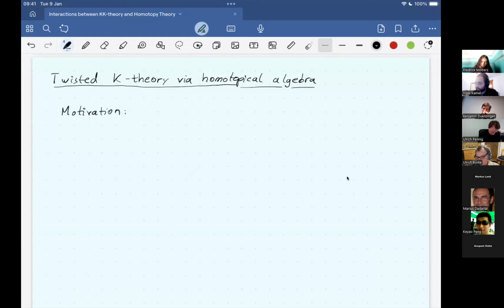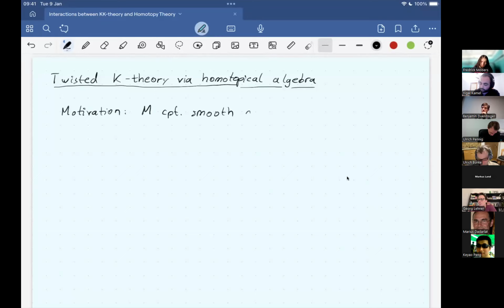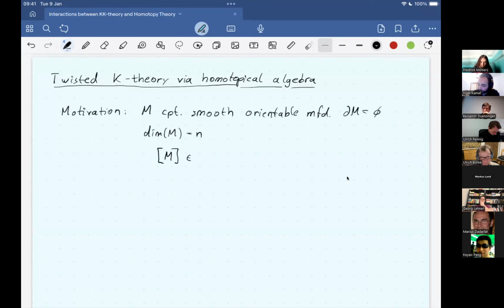So, as probably all of you know, if you have a compact, smooth, and orientable manifold with boundary, and the dimension is n, then this thing has a fundamental class, right, which lives in the homology in degree n with integer coefficients. So this is the fundamental class.